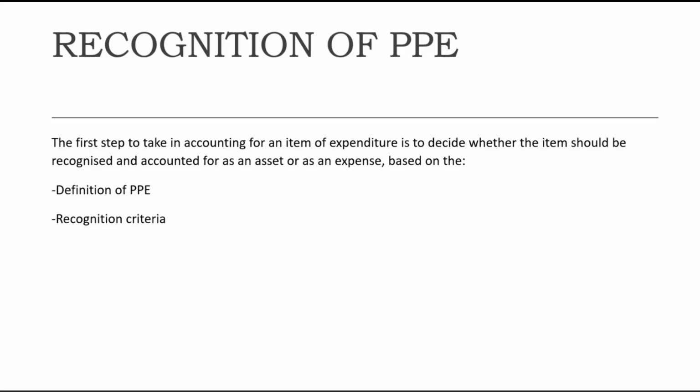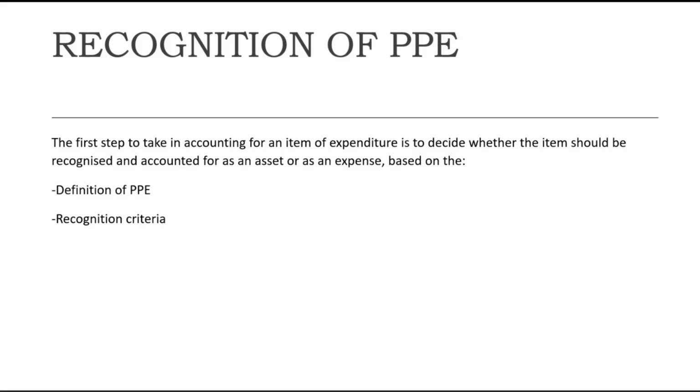Then after meeting the definition, it must also meet what is called the recognition criteria. So before you can recognize anything on the balance sheet or income statement, now called the statement of financial position or the statement of profit and loss, you first need to meet the definition of an asset, a liability, an expense, equity or income, and it must also meet the recognition criteria before you can recognize anything.